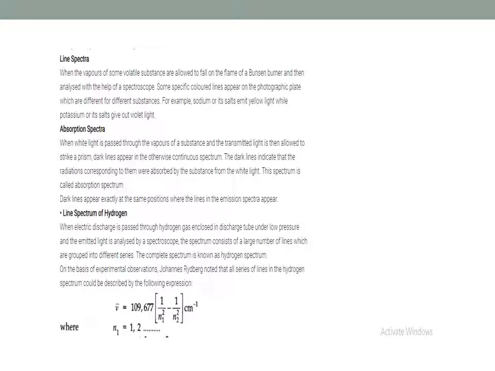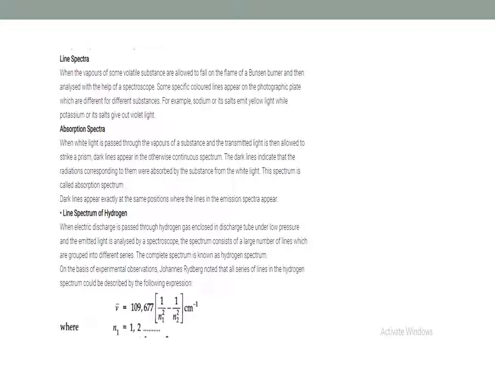Absorption spectra. When white light is passed through the vapors of a substance and the transmitted light is then allowed to strike a prism, dark lines appear in the otherwise continuous spectrum. The dark lines indicate that the radiations corresponding to them were absorbed by the substance from the white light. This is called absorption spectra.